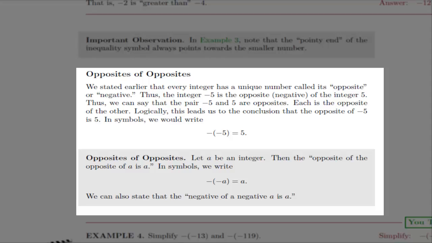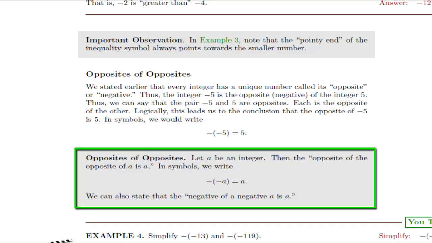Opposites of opposites. We stated earlier that every integer has a unique number called its opposite or negative. Thus, the integer -5 is the opposite of the integer 5. Thus, we can say that the pair -5 and 5 are opposites. Each is the opposite of the other. Logically, this leads us to the conclusion that the opposite of -5 is 5. In symbols, we would write -(-5) = 5. Opposites of opposites. Let a be an integer, then the opposite of -a is a. In symbols, we write -(-a) = a.